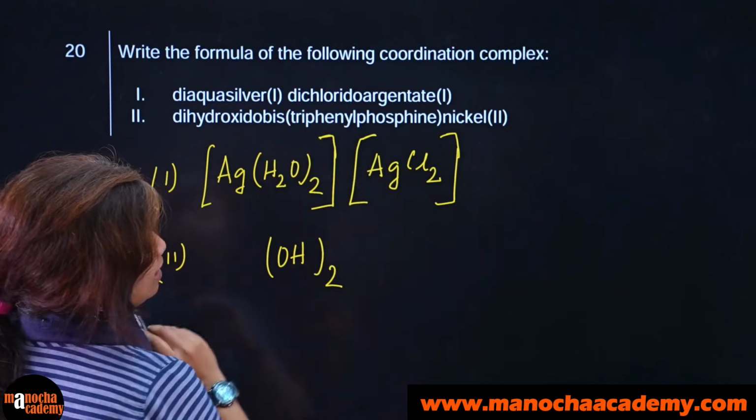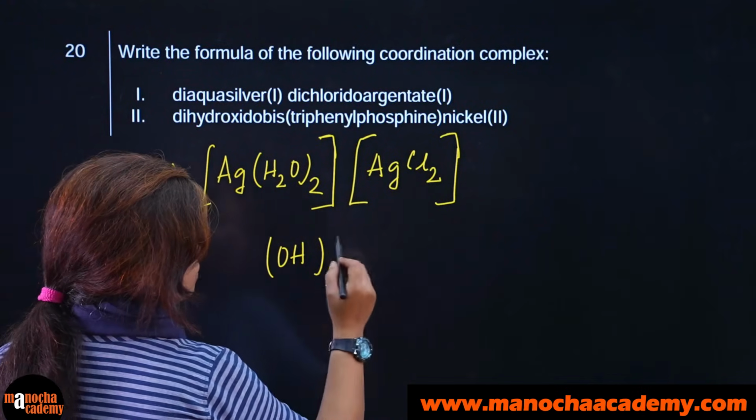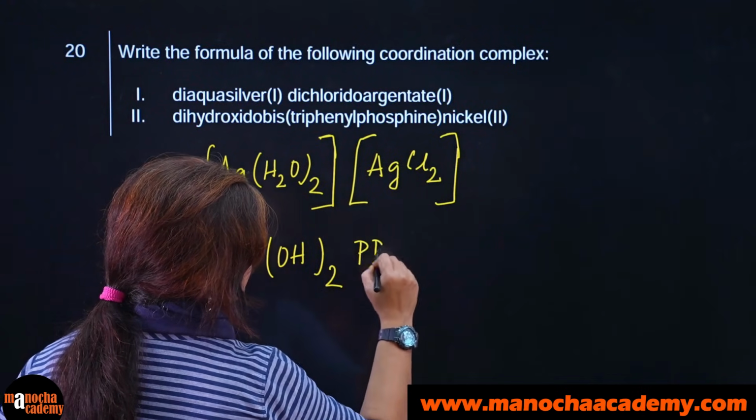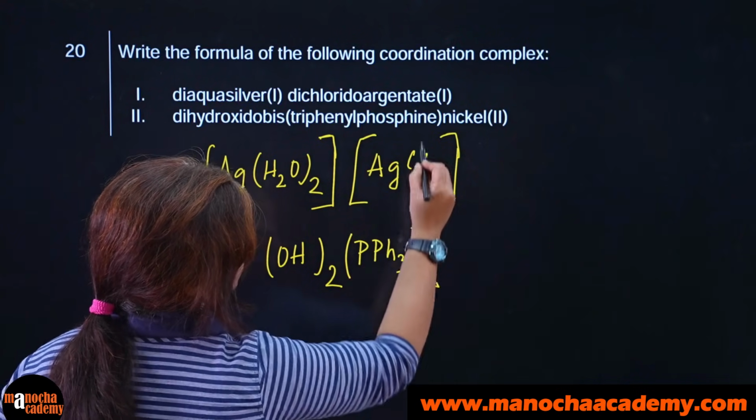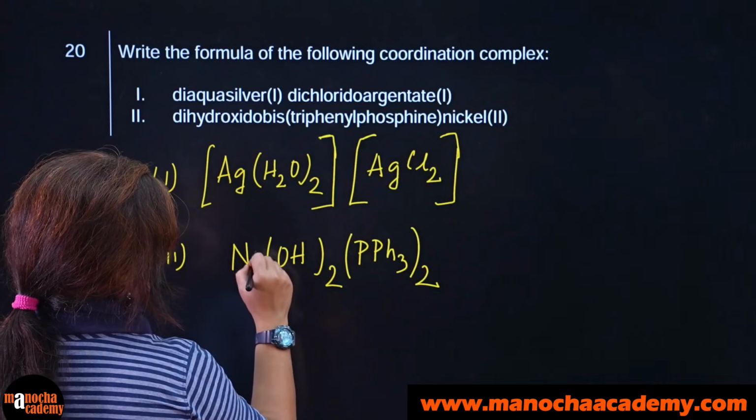Bis triphenyl phosphine. Bis means 2. Triphenyl phosphine is PPh3, and bis means twice. Nickel is present, so I write here nickel.